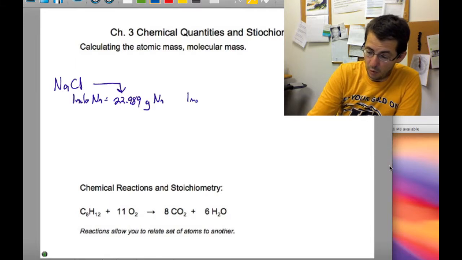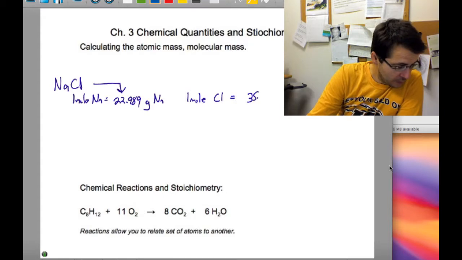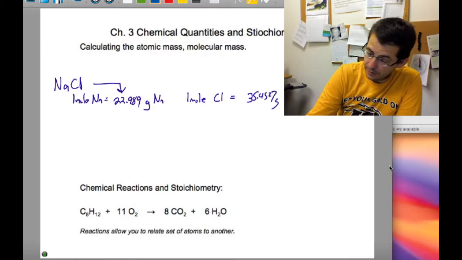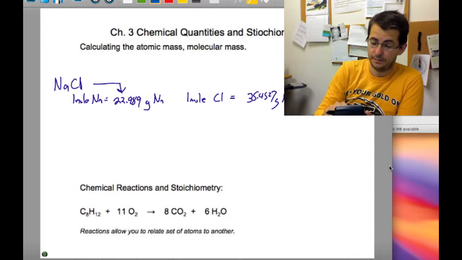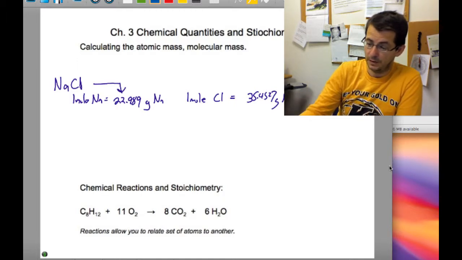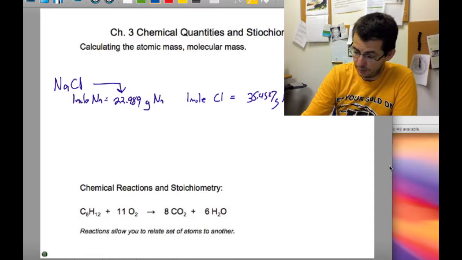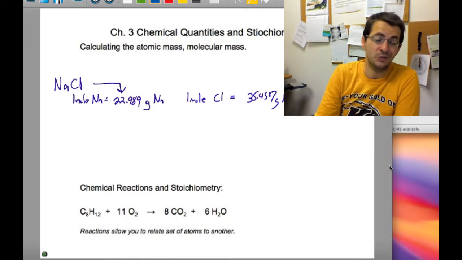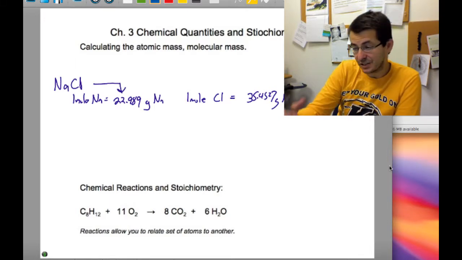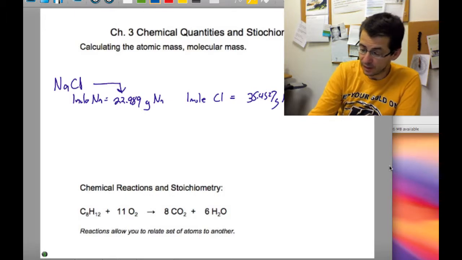And 1 mole of chlorine is equivalent to 35.4527 grams. And if we total those two up, we get 58.44 and some change grams. How far to carry out? It usually depends on the number of sig figs in your problem. I like 2 or 3 past the decimal point. It's more than sufficient for most calculations.